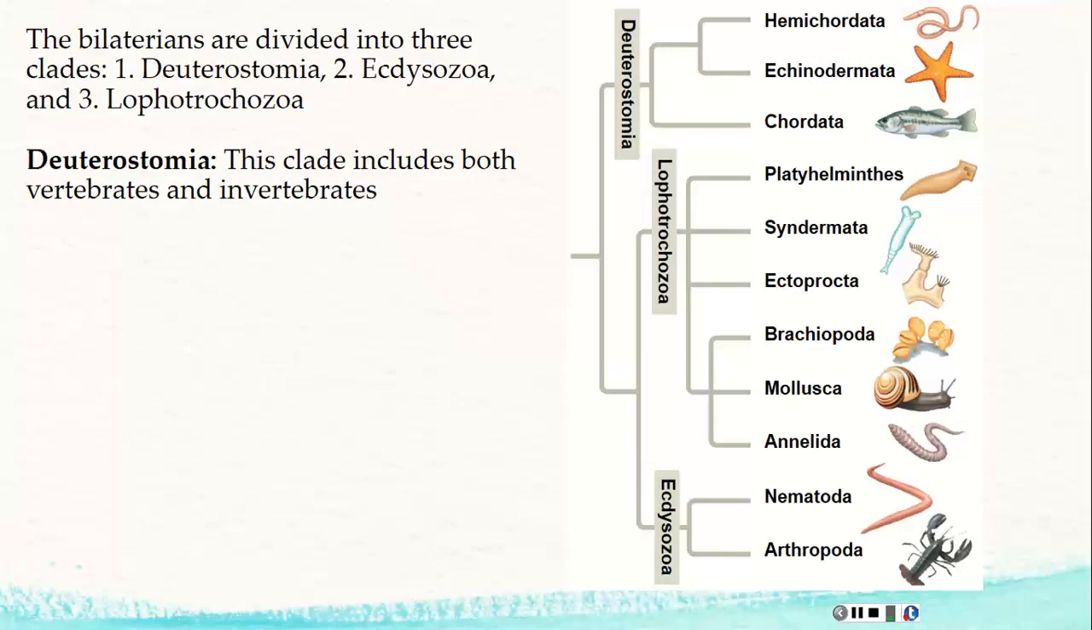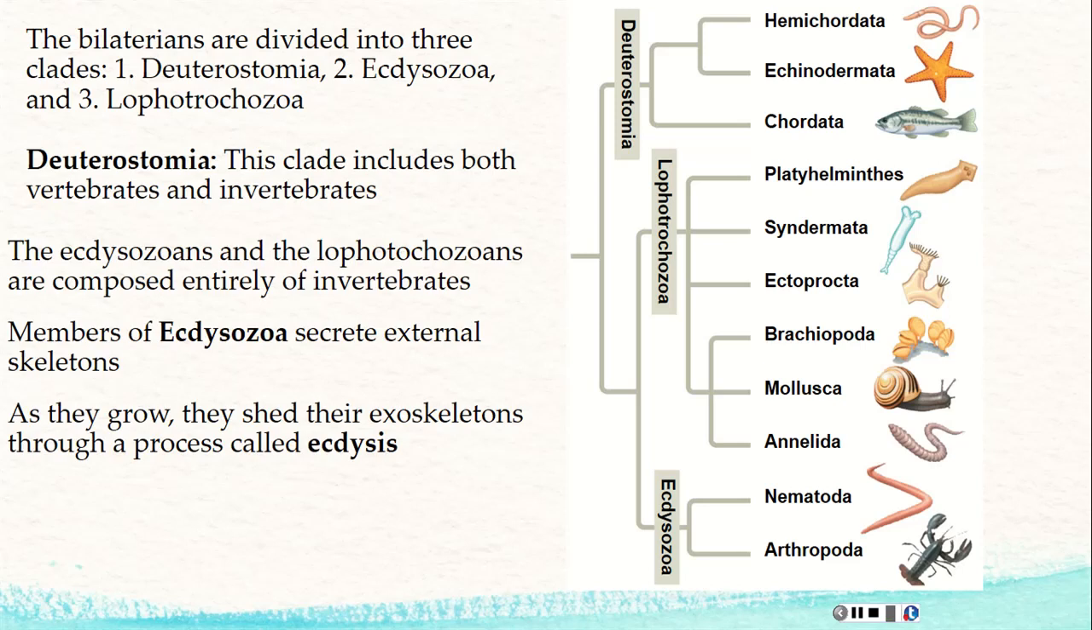So we're going to dig, again, just a little bit deeper here and look at these 3 distinct clades within bilateral organisms, and this is where we focus a lot of our future studies. So what makes them different from one another? So deuterostomes, this clade includes both vertebrate and invertebrate species, which makes it a little different from others. The ecdysozoans and the lophotrochozoans are composed entirely of invertebrate species.